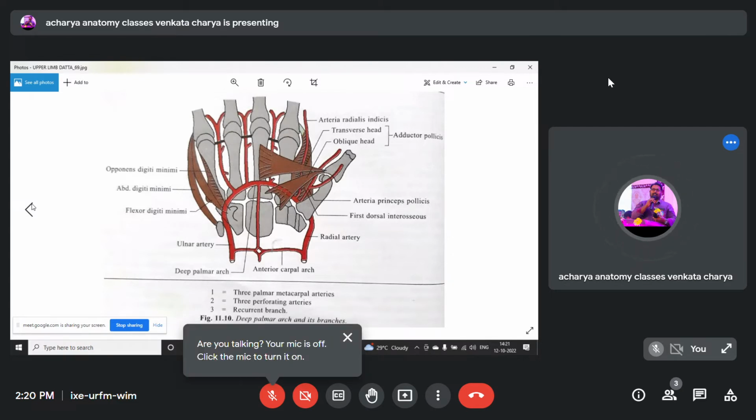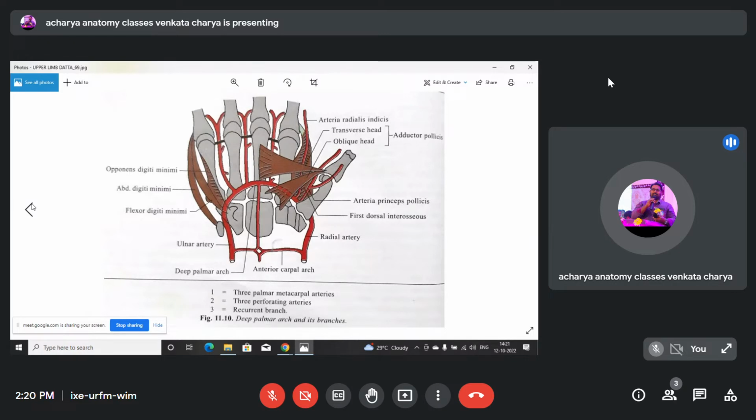Are you getting? So posterior carpal arch is a 2 marks question. Posterior carpal arch is formed by the posterior transverse branch of the radial artery, posterior transverse branch of the ulnar artery, and posterior interosseous artery, which unite to form an arch called the posterior carpal arch. This posterior carpal arch gives 3 branches. The 3 branches we call dorsal metacarpal arteries. Okay.